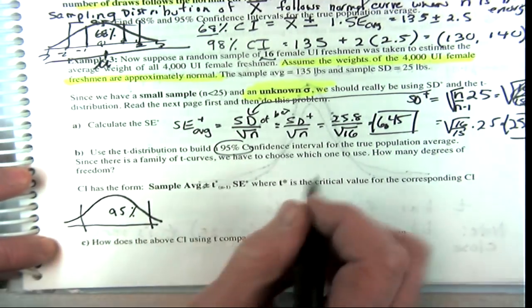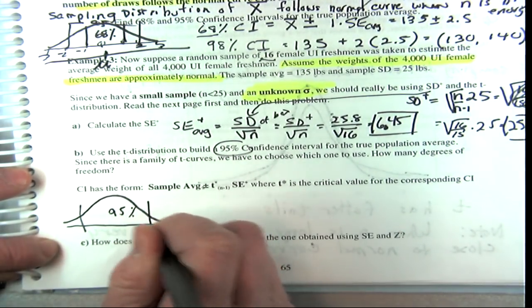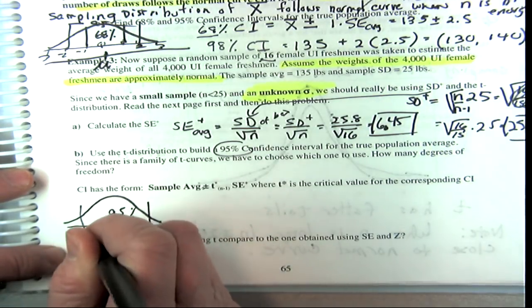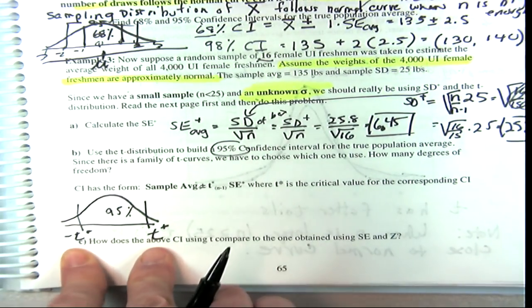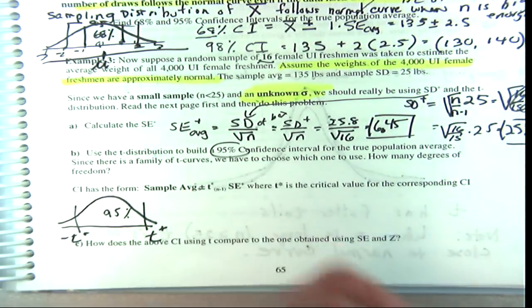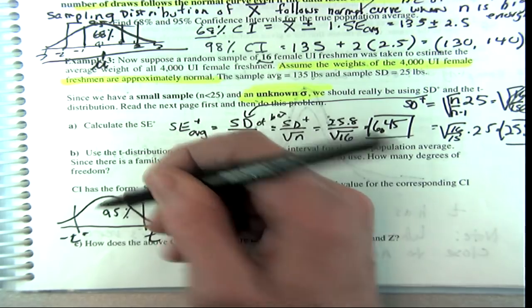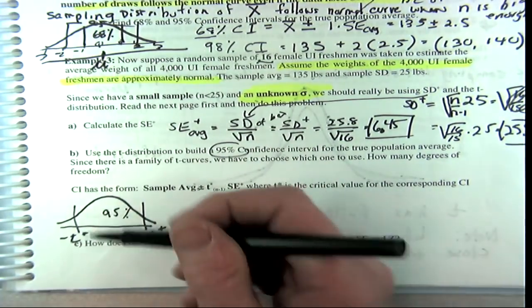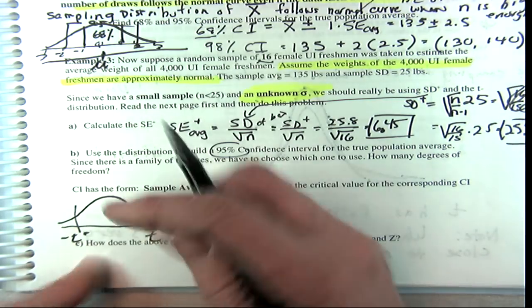And now we just have to find the critical values of T, T star, that correspond to that. So that's going to be T and negative T star, right? It's not going to be 2 anymore. It's going to be bigger because remember, compared to the normal curve, it's going to be shorter and wider. You're going to have to go out further to get that 95% in the middle, because it's shorter.